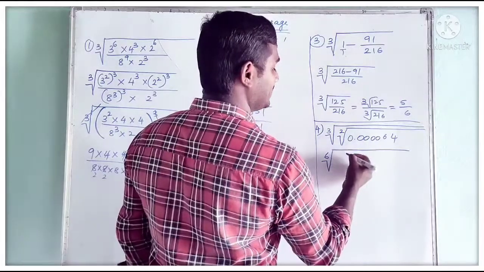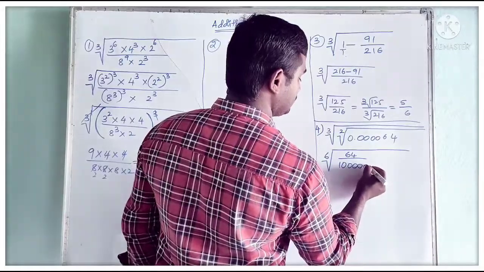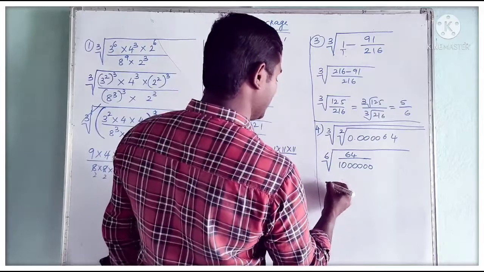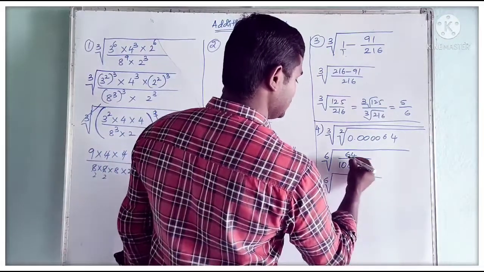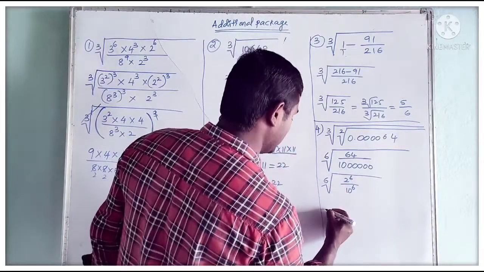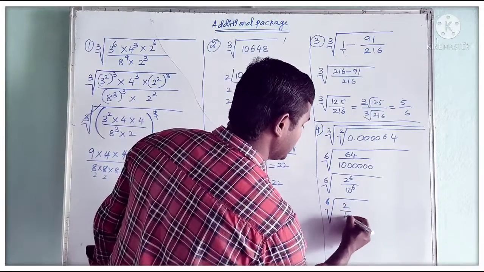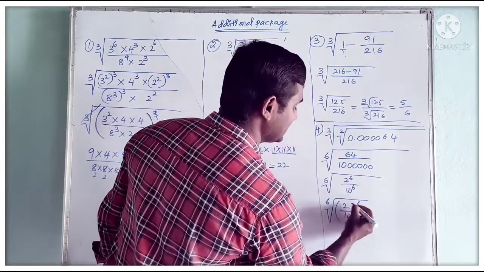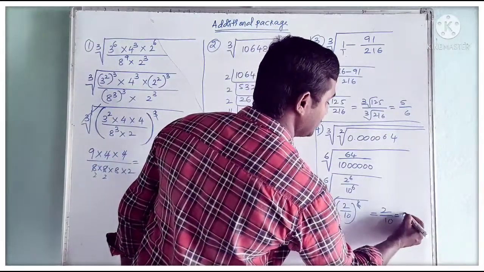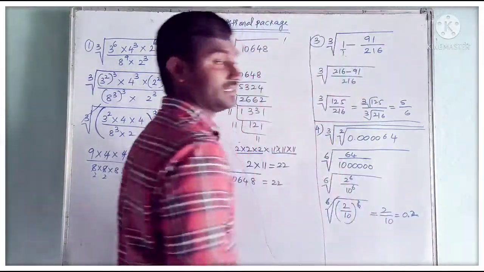0.000064. This we can write as a decimal fraction, 64 by 10 lakhs. I am writing 64 as 2 power 6, and 10 lakhs we can write as 10 power 6. So this is the 6th root of 2 by 10 whole power 6. So power 6 and order 6 cancel, which equals 2 by 10. 2 by 10 is nothing but 0.2. 2 by 10 is how much? 0.2 is the correct answer.